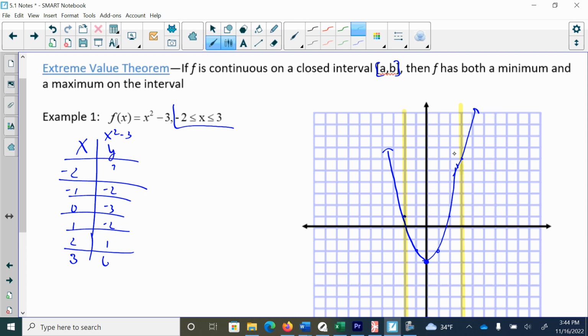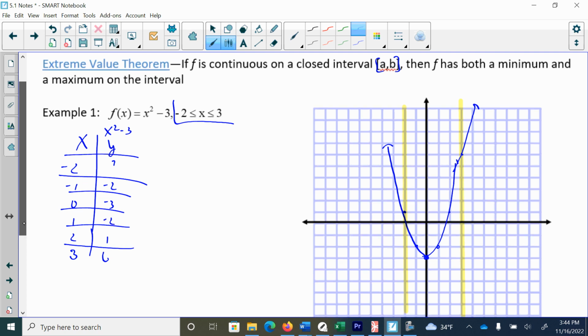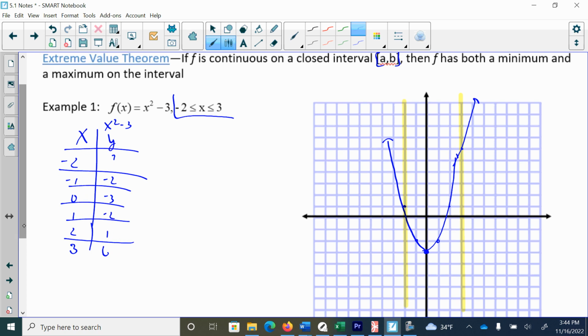Now, if I want the absolute max on this interval, I'm ignoring this part of the graph. I'm not looking at anything over here, not looking at anything past here. So if I ask you for the absolute max, the highest y value, I'm going to say that highest y value is going to be right here. So the highest y value is going to be 6.